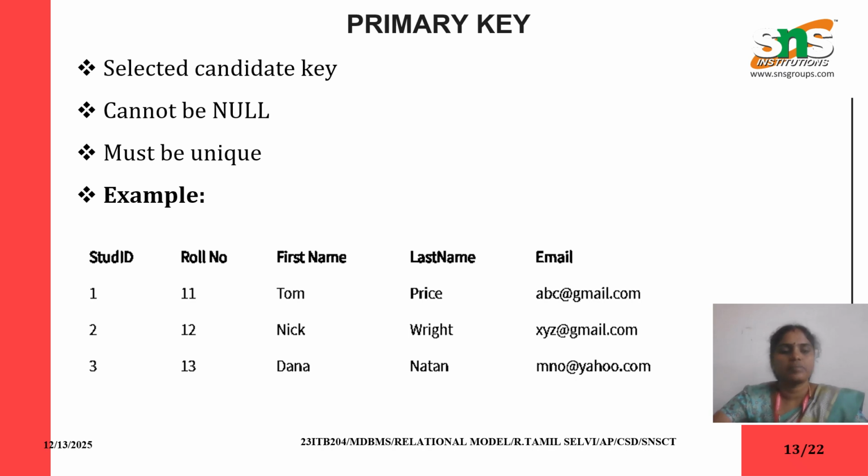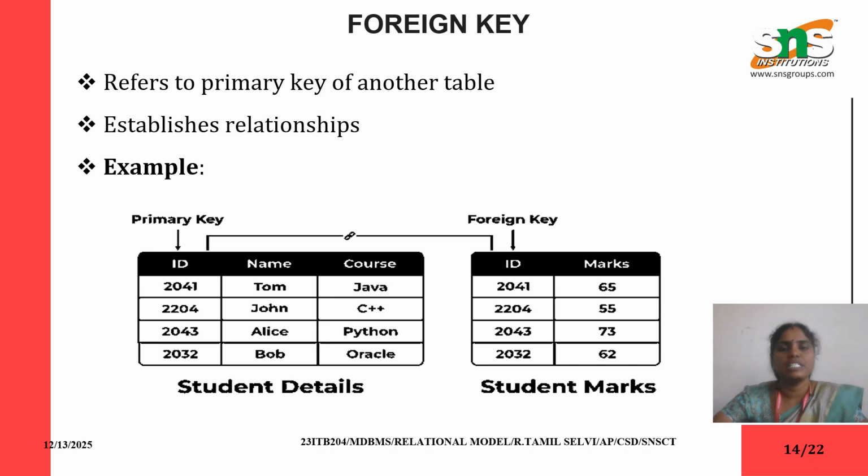Clear? A foreign key creates a relationship between 2 tables by referring to the primary key of another table. Consider this example. Here we have 2 tables, that is student details and student marks. Here the foreign key in the student marks table is the ID that creates a relationship with the other table, student details, where ID is the primary key. Clear? So in simple terms, a foreign key creates a relationship between the 2 tables by referring to the primary key of another table.